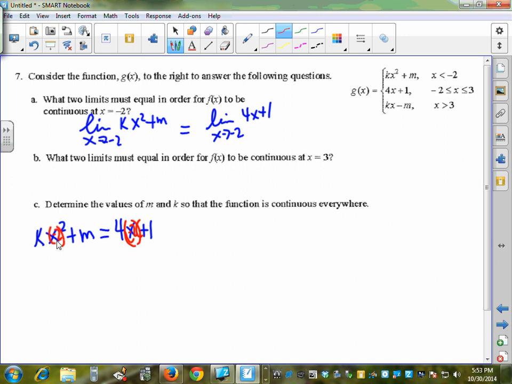Okay, so -2 squared is 4 times k, gives us 4k plus m. 4 times -2 is -8, plus 1 is -7. We also know that the limit of this piece as x approaches 3 has to be equal to the limit of that piece as x approaches 3.